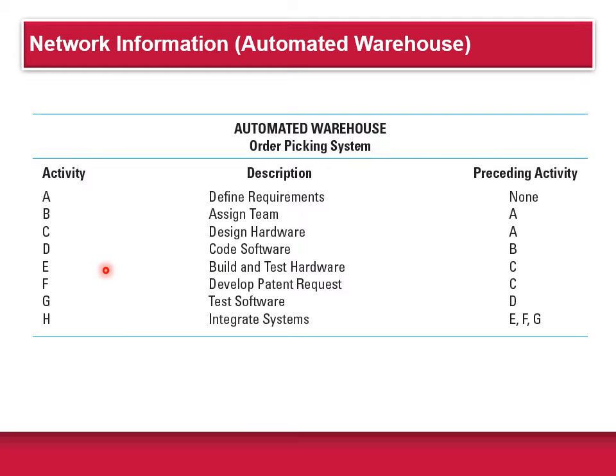So here's some information for a simplified project given in the table below. This project represents a new automated warehouse system for picking frozen food package orders and moving them to a staging area for delivery to stores. So you can see this is kind of like a word description. The activities are listed in a table format. Activity A is define requirements, and that's preceded by nothing. Activity B is assign team, that's preceded by A, and so on down the list.